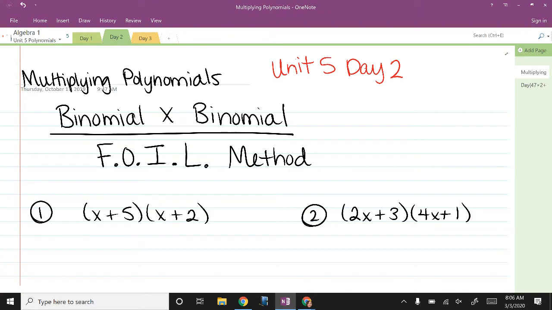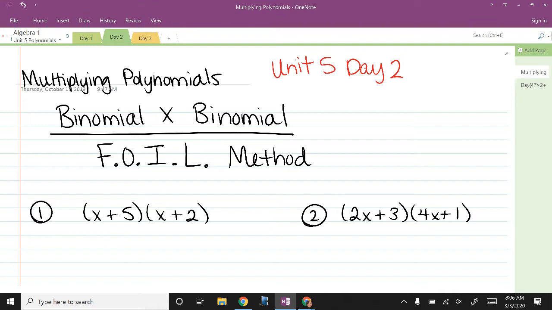And we also started multiplying polynomials with distributive property yesterday, correct? And we remembered our exponent rules. When we multiply two things that have the same base or the same variable, then we add their exponents.